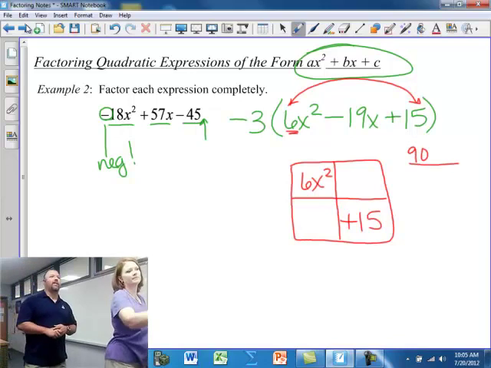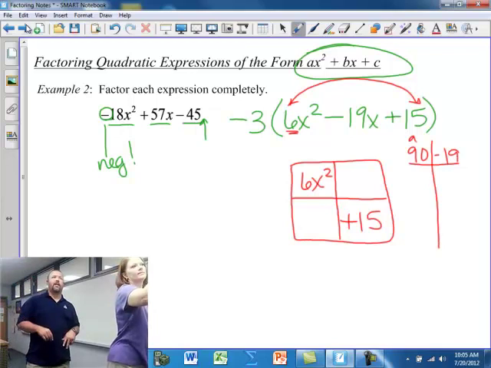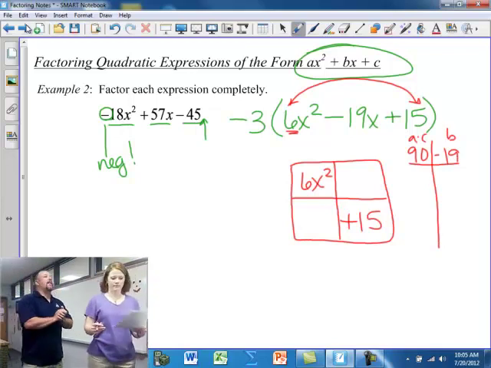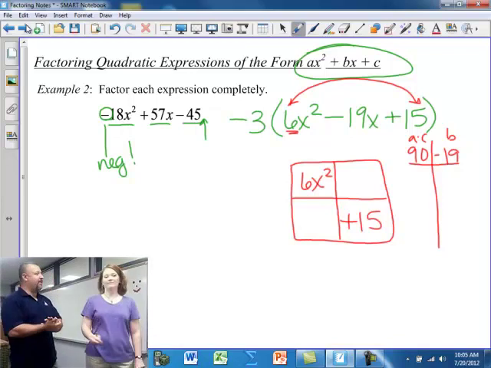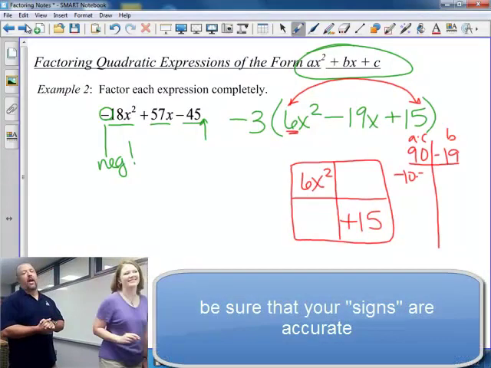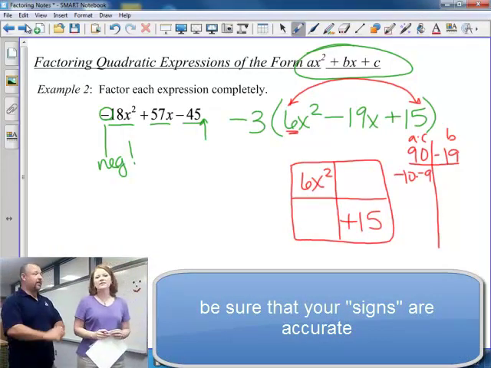And so that's a times c, and then b is negative 19. What we're going to have to look for is 2 numbers that multiply to make ac and add to make b, which means 2 numbers that multiply to make 90 that add to make negative 19. How about negative 10 and negative 9? This process might take you a few more seconds, and it's just trial and error. There's no magic wand to go poof.